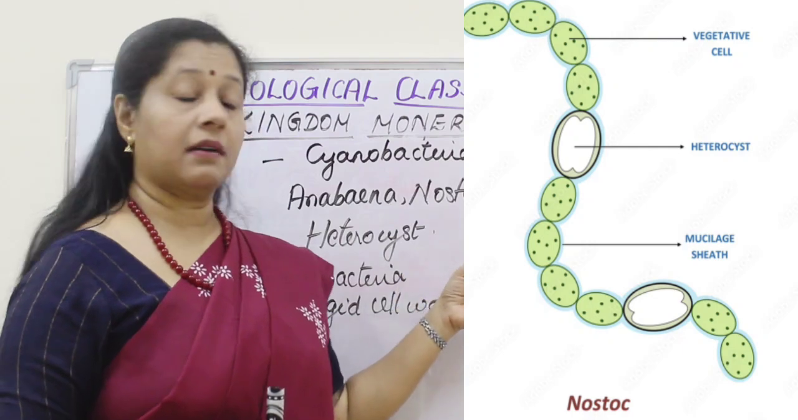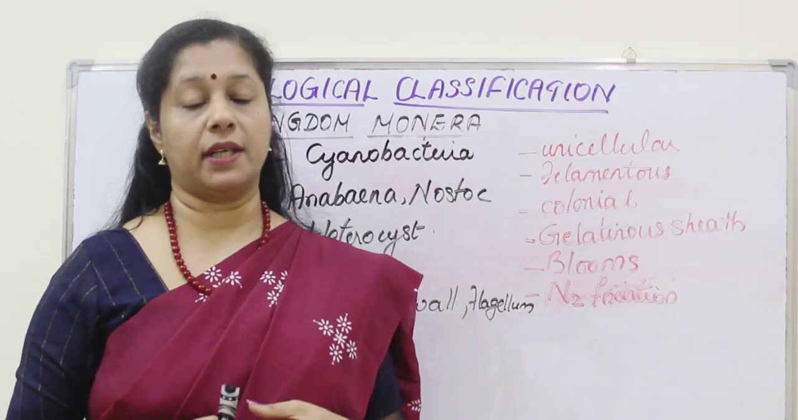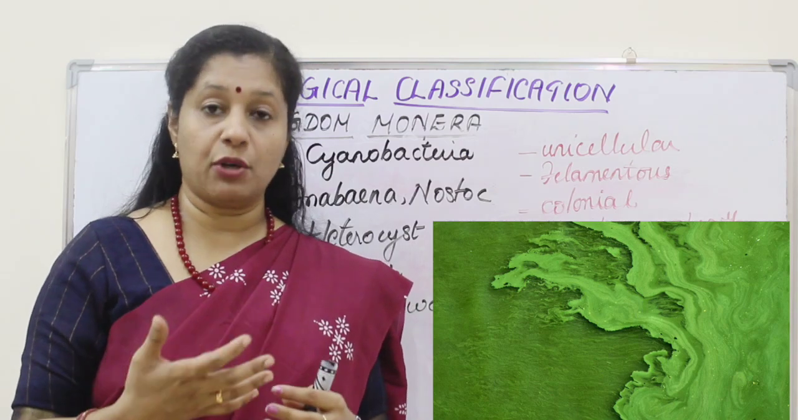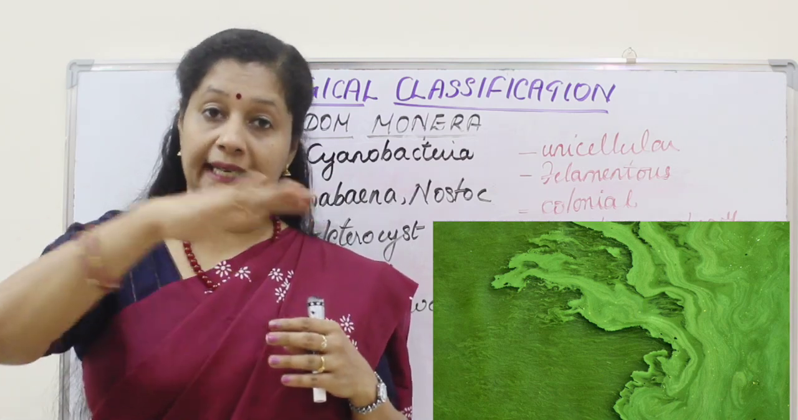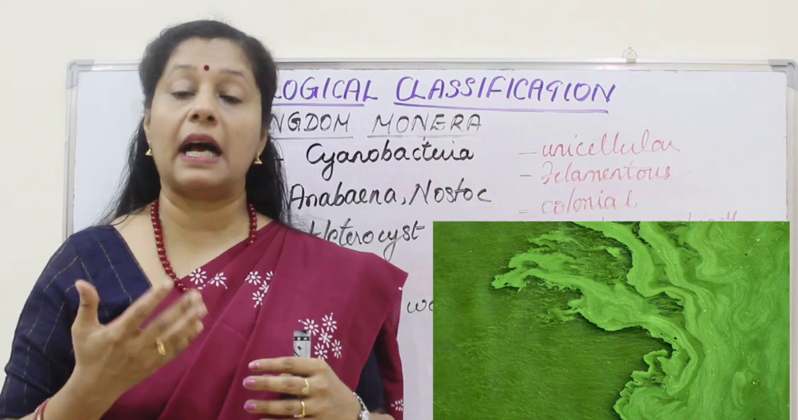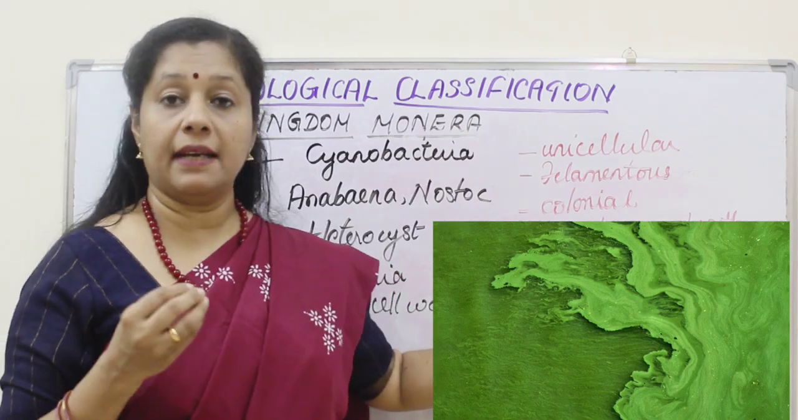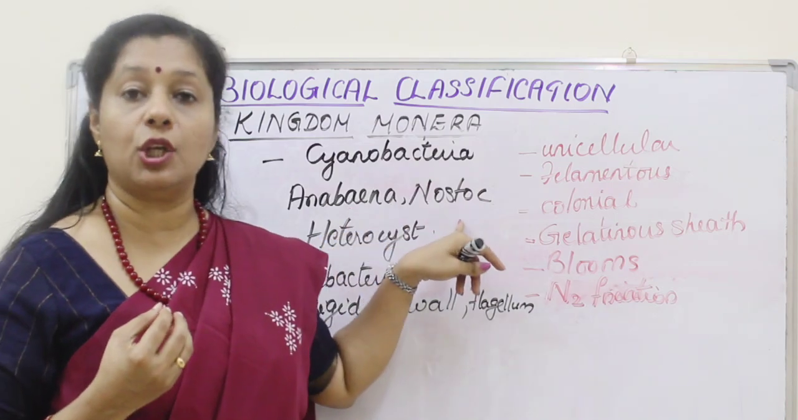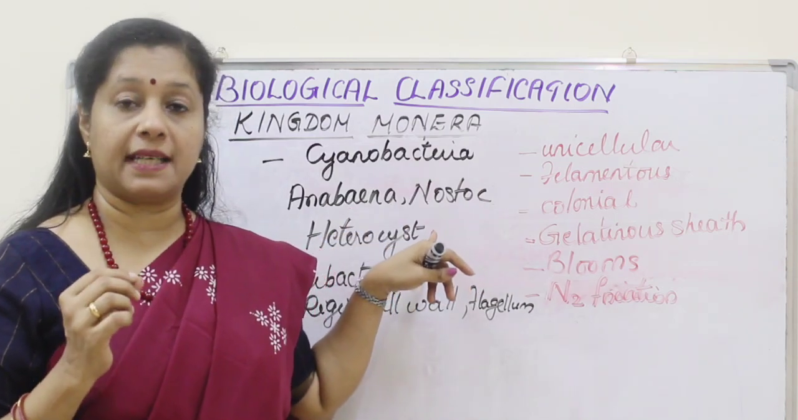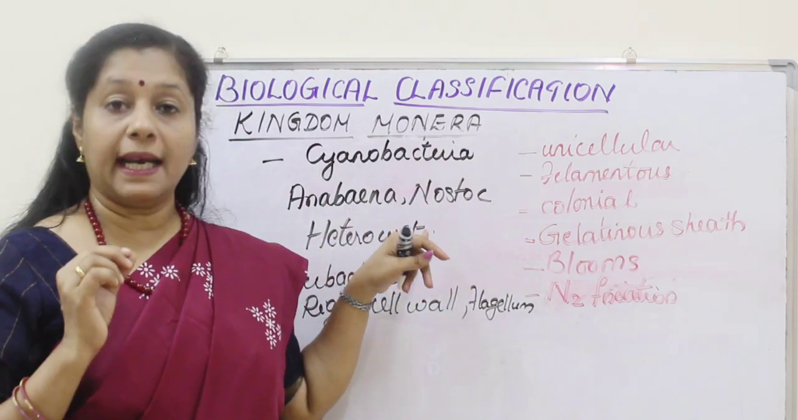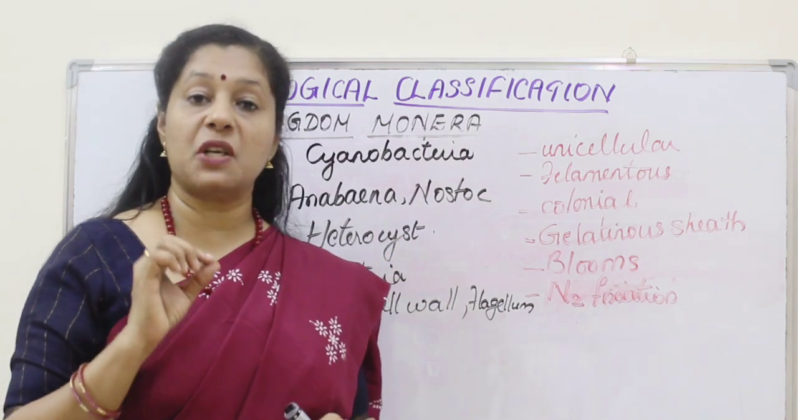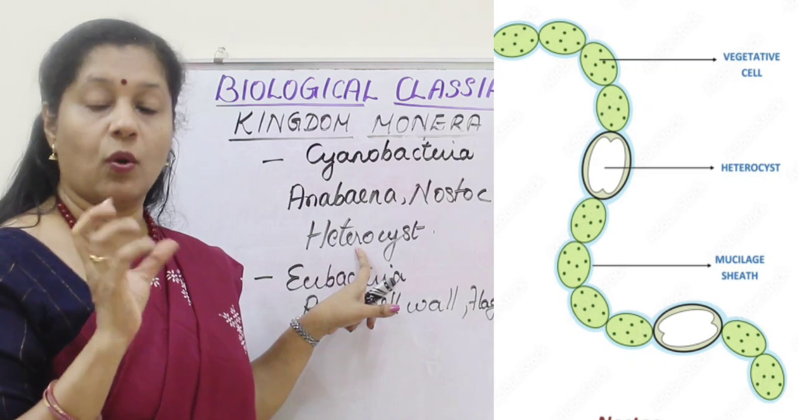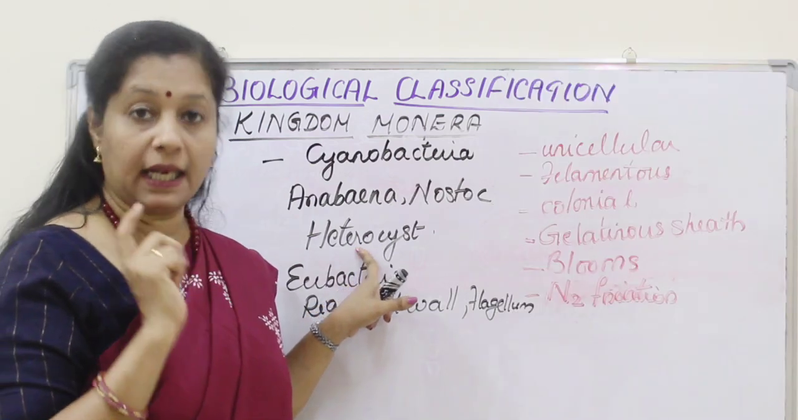Now, these can form blooms in water bodies, meaning rapid multiplication of these algae or cyanobacteria can cover the entire surface of the water, that is called the algal bloom. Then they can fix nitrogen also. Anabaena and Nostoc are examples of cyanobacteria which can fix nitrogen. How can they fix nitrogen? With the help of a specialized cell called a heterocyst. Heterocyst has a thick wall, it will help them to fix atmospheric nitrogen.